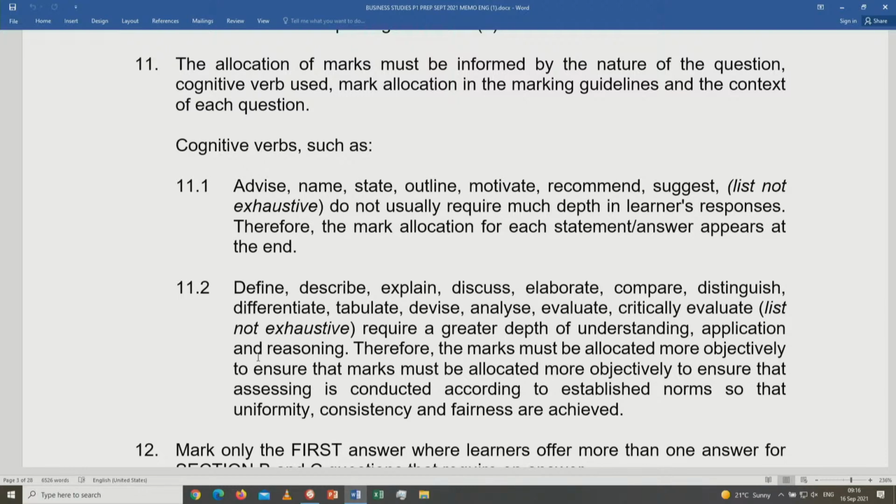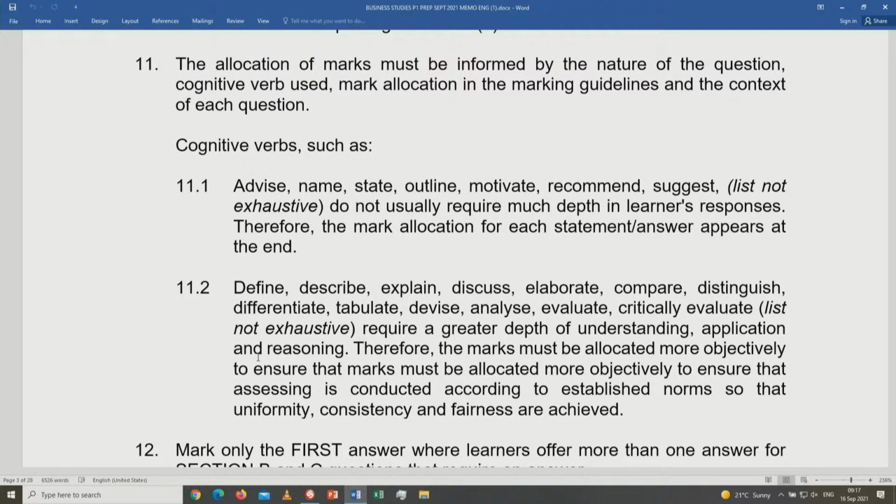Therefore, the mark allocation for each statement or answer appears at the end. This is where you put 2 ticks or 1 tick at the end of the response, because there isn't much depth that is expected from the learner's responses.